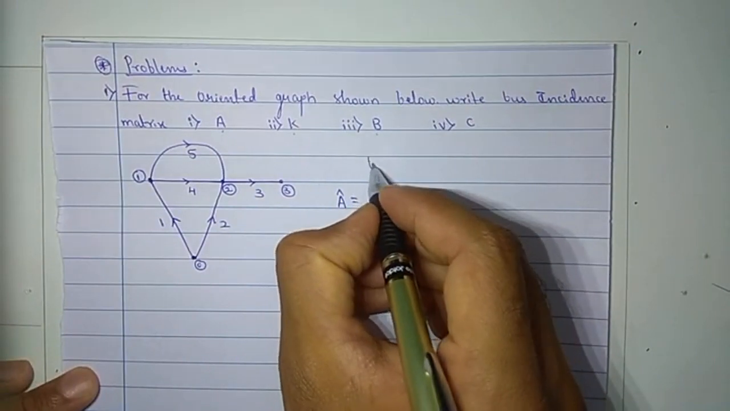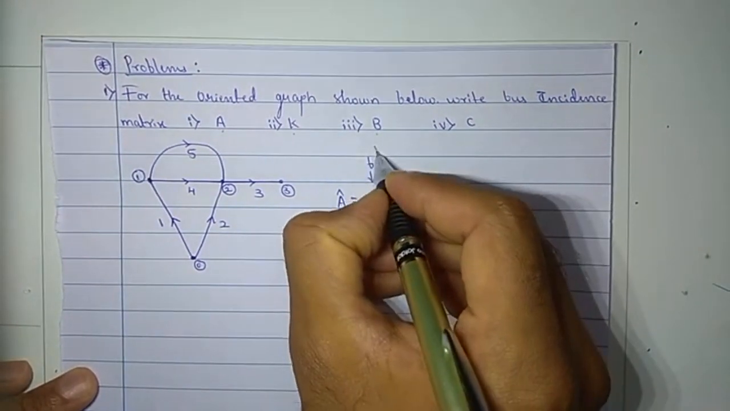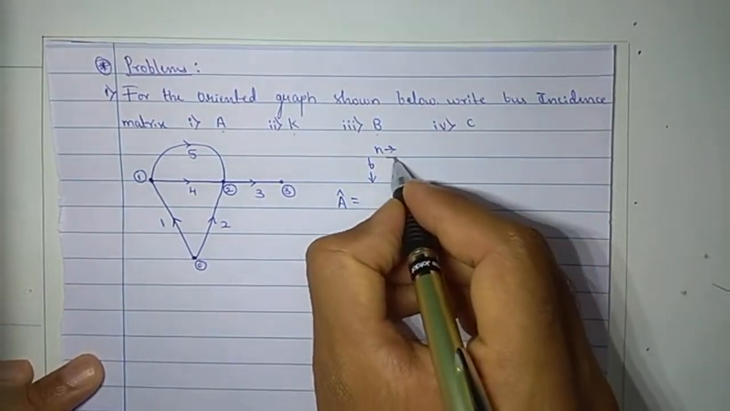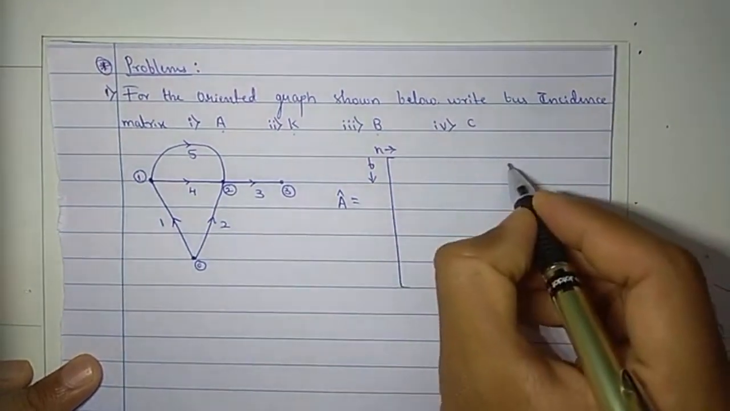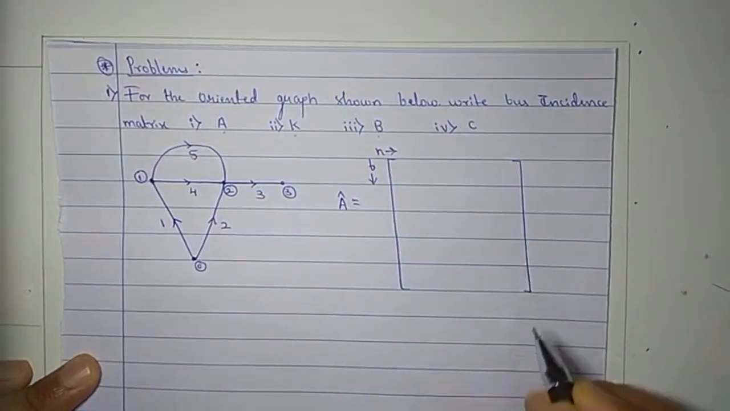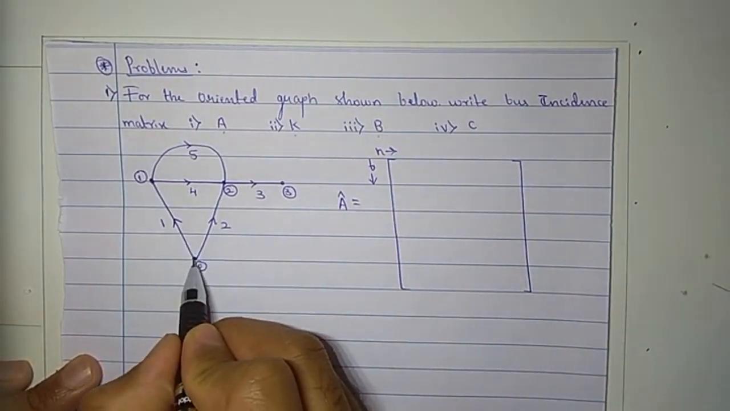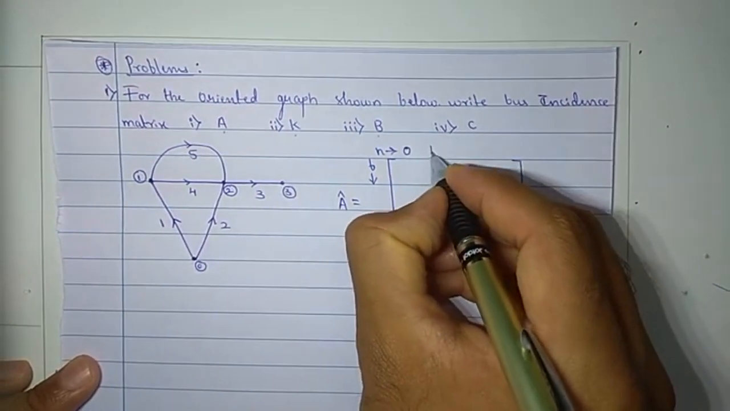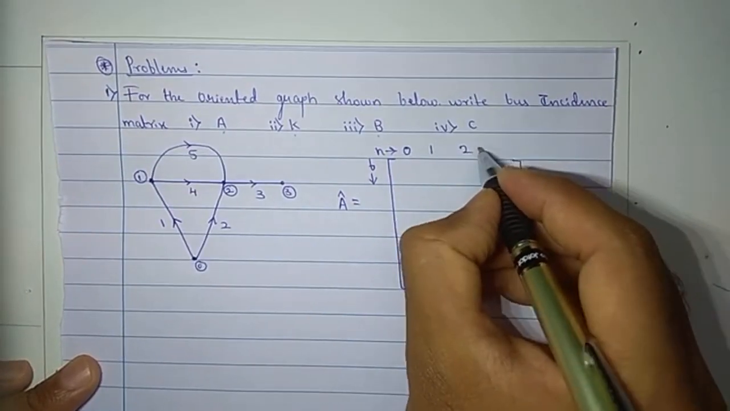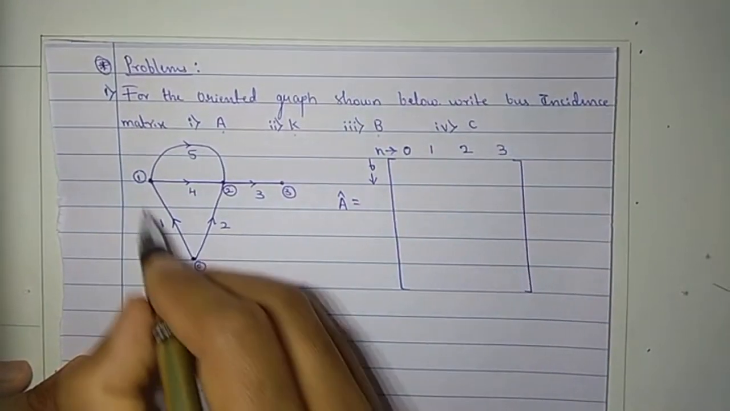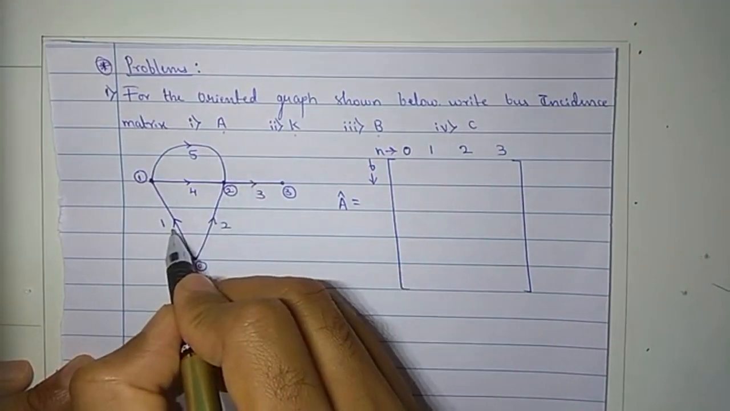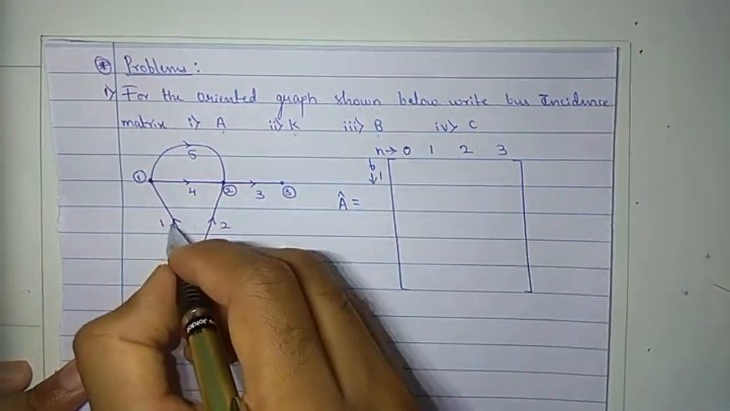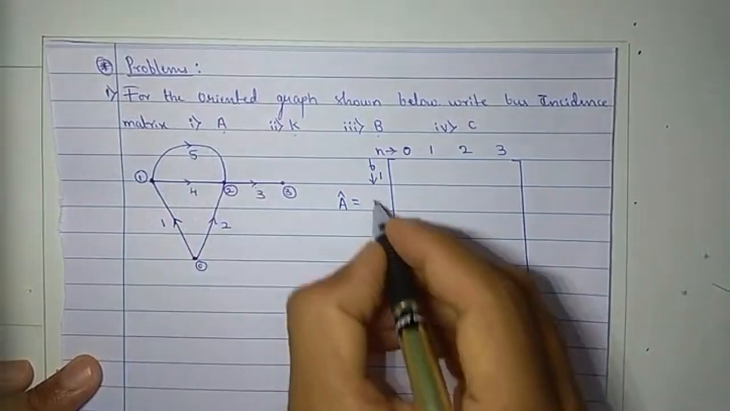A cap matrix, we know branch and node. Looking at the figure, you can see how many nodes are there. 0 is a reference node, 1 node, second and 3 node. So 0 first node, second node, third node. So looking at this oriented graph, there are totally 5 elements. First are branches, first branch, second, third, fourth, fifth.